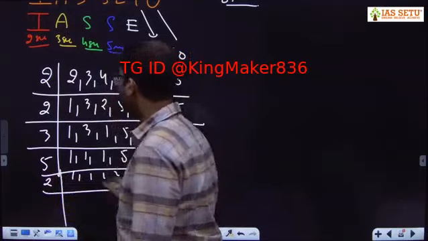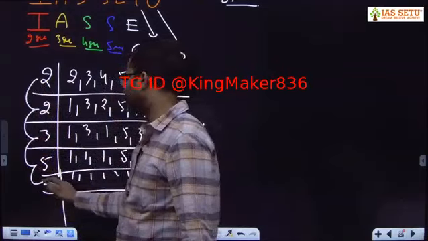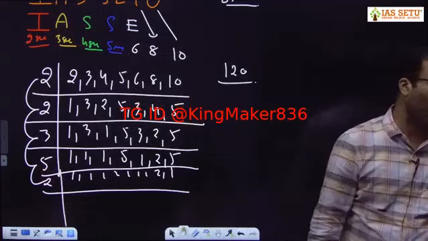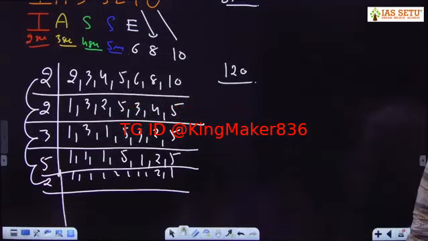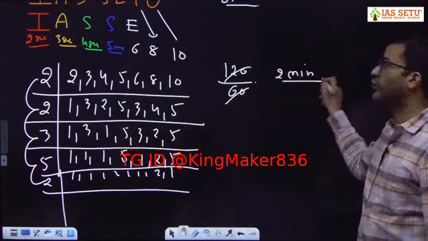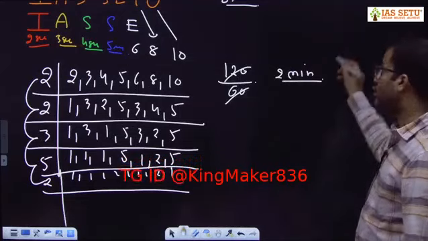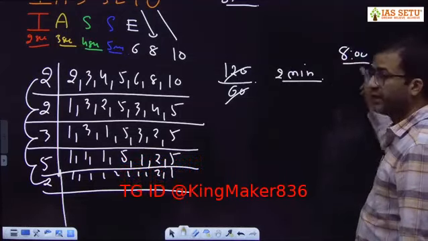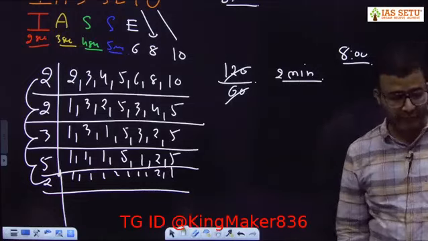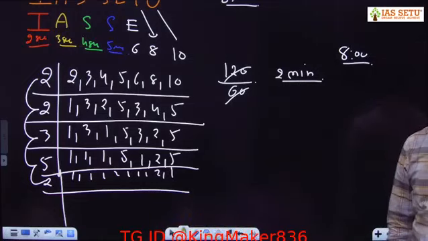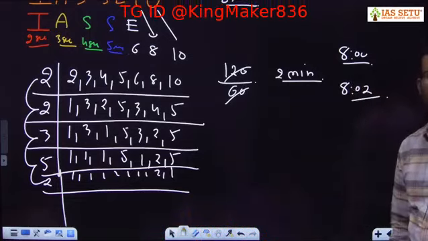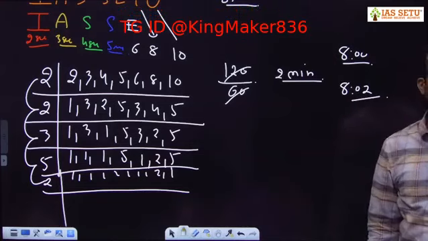So what is our LCM? 2 into 2, 4, 12, 60, 120. So every 120 seconds all these 7 lights blink together. We convert to minutes, so every 2 minutes all these 7 lights blink together. I asked my staff to switch on this board at 8 p.m. So after 8 p.m., at what time can you see all these 7 lights blink together? 8 o'clock and 2 minutes. So at 8 o'clock 2 minutes you can see all these 7 lights.